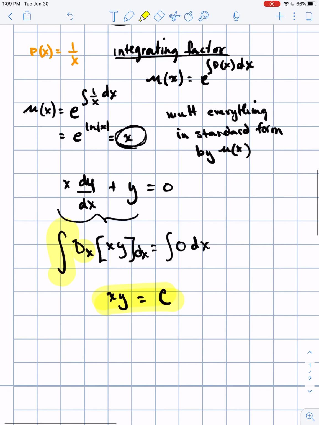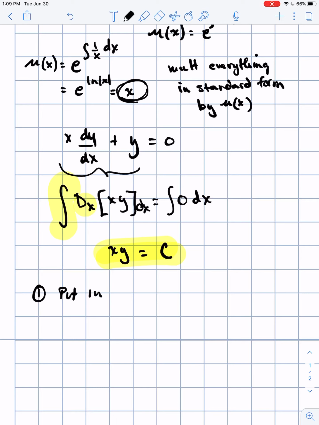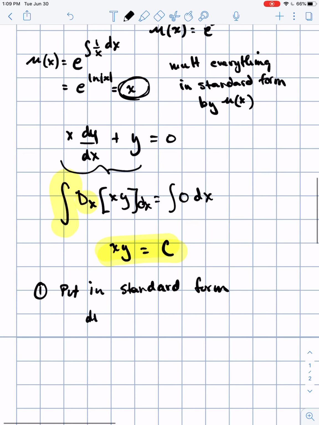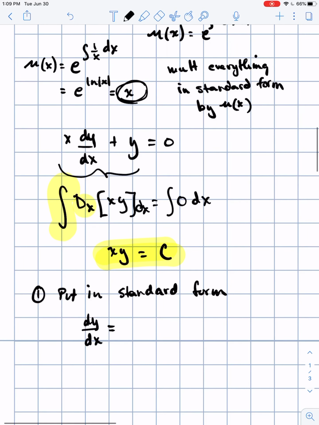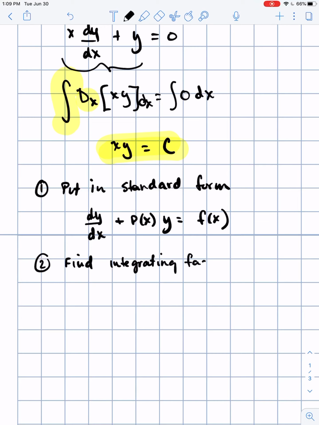The key steps when you're doing this: 1, put in standard form, which is going to be dy over dx plus p of x times y equal to some function of x. 2, find the integrating factor, which is going to be mu of x equals e to the integral of our p of x function dx.